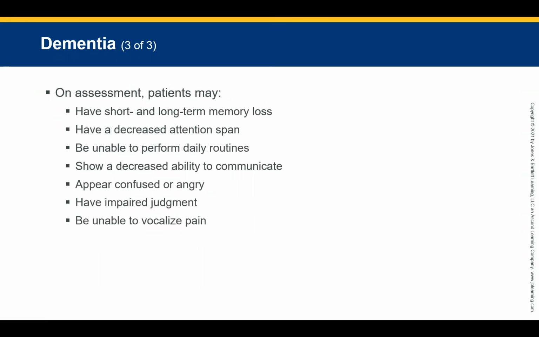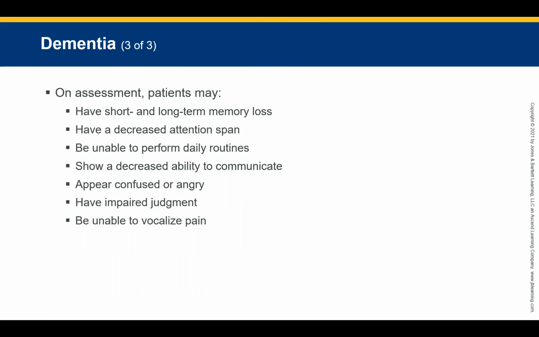The patient might exhibit loss of cognitive function. Patients may have short and long-term memory problems and a decreased attention span, or they may be unable to perform certain types of daily activities. They may also show a decreased ability to communicate and appear confused. They're not sure what's going on. They're having trouble grasping things. They don't know who you are. They may not know somebody else in the room. They may be scared.